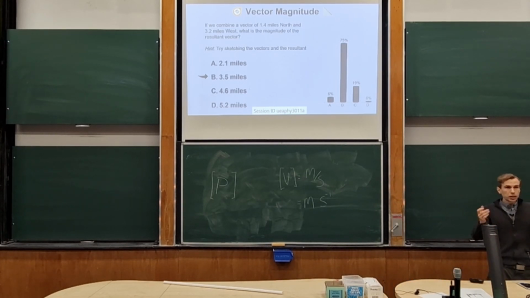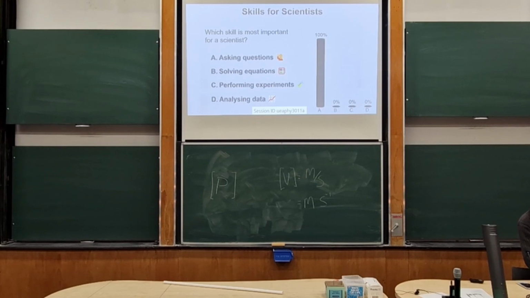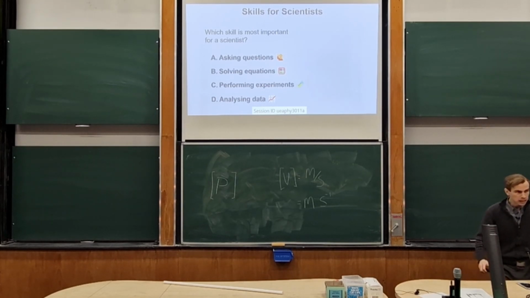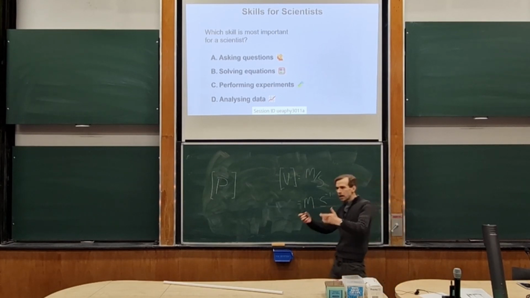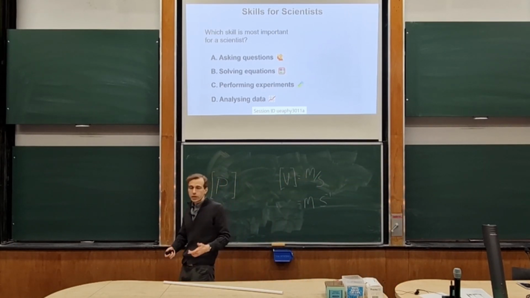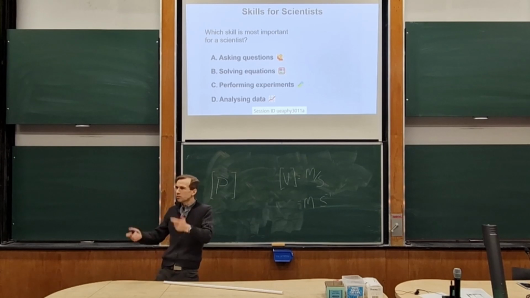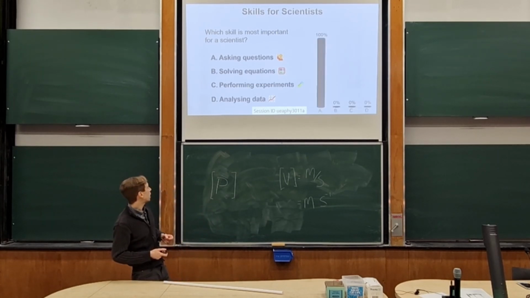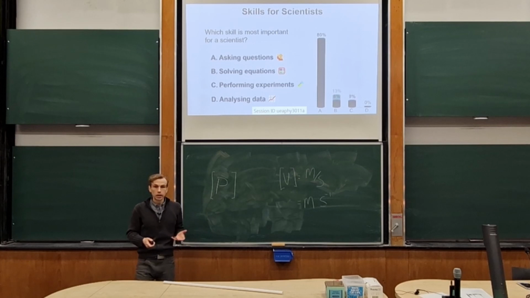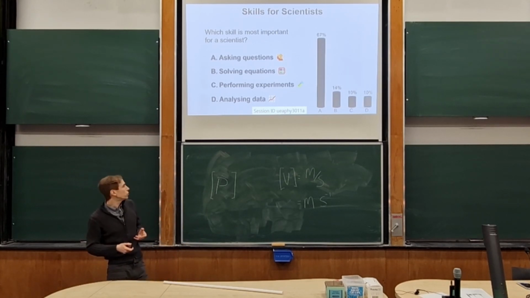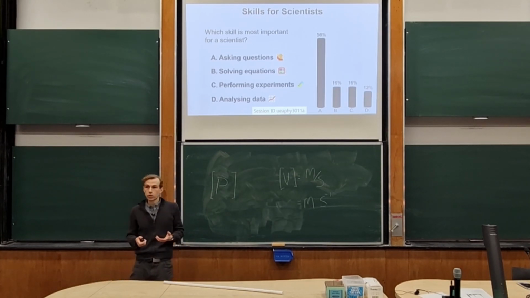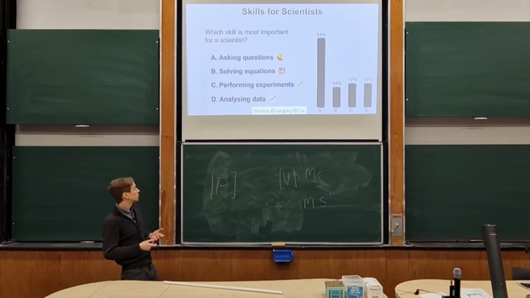Okay, so just in the last few minutes of the lecture, I'd like to think about a bit more of the bigger picture for a moment here. Let's try a different question for you guys. So we're thinking a bit more outside the box here. Which of these 4 skills would you say is the most important skill for a scientist? These are all important things that scientists might want to do. Which of these would you think is the most important?